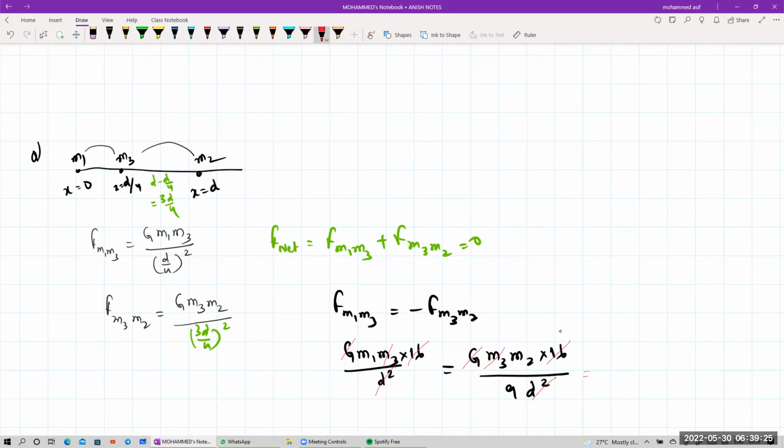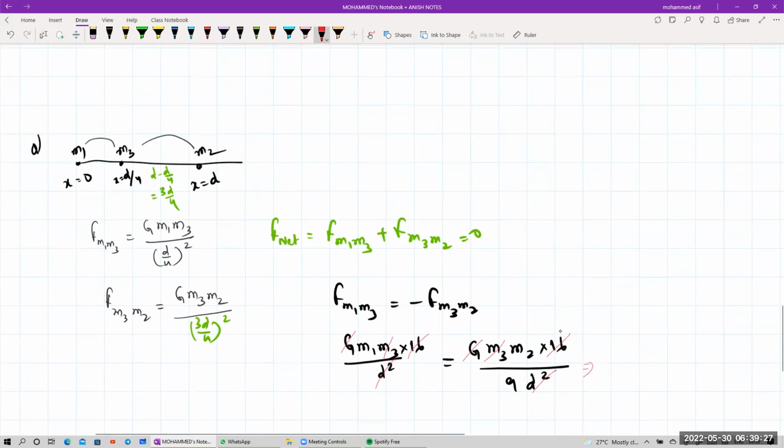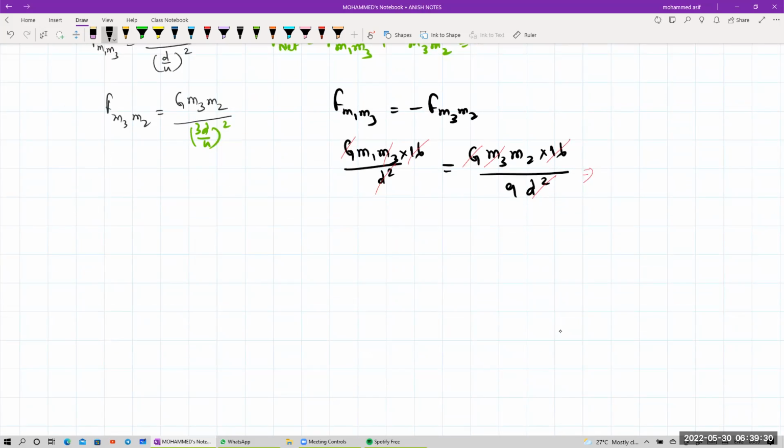So he's asking the ratio of m1 by m2. M1 divided by m2 is 1 by 9. Ratio of what? M2 by m1. Okay, so m2 by m1 will be 9:1. Got an idea? Yes, sir. Clear? Yes, sir.